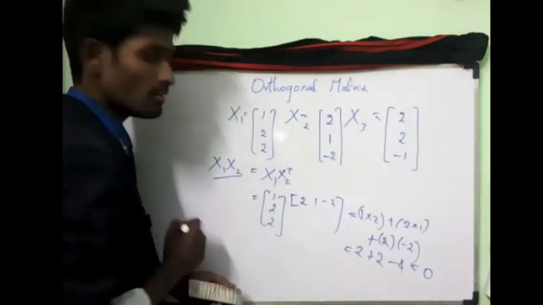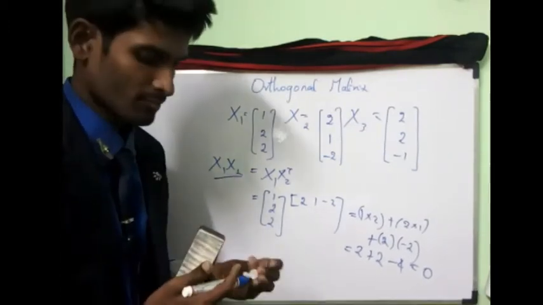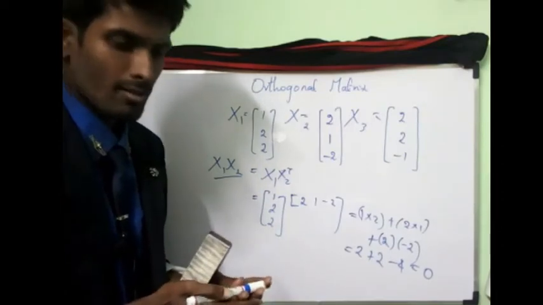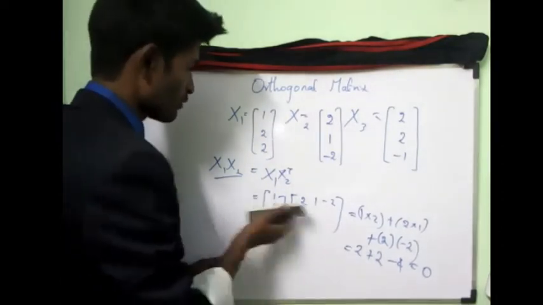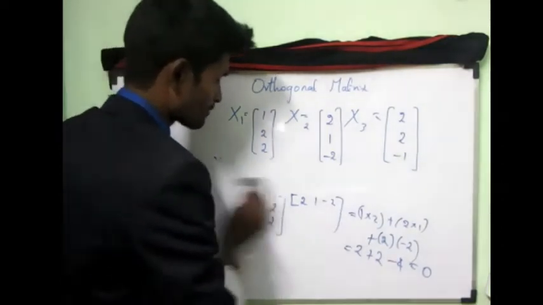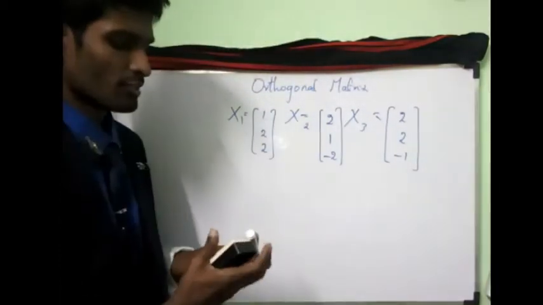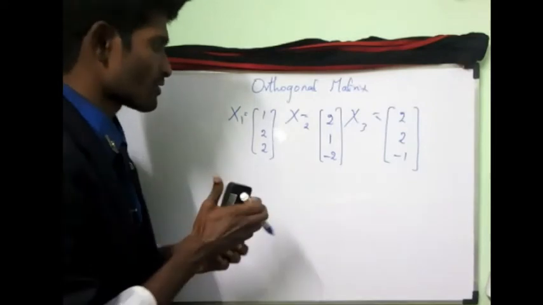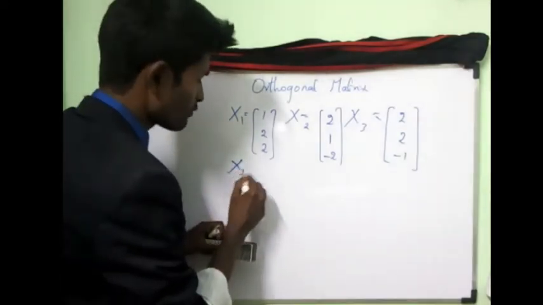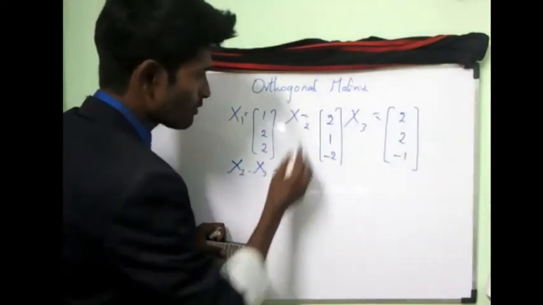So this is for x1 into x2. Now let me go for x2 dot x3. Okay, so I just wrap up these things. No problem about this one. Now I have to go for multiplication of another two. There's remaining two, so I go for x2 dot x3.